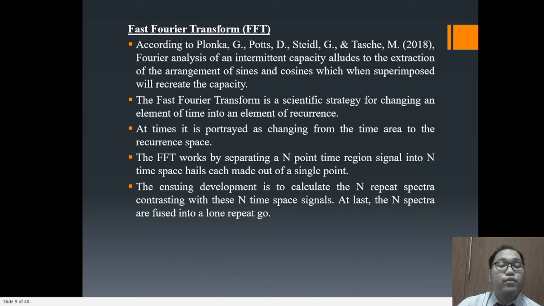Next is the fast Fourier transform, the FFT. According to previous research, Fourier analysis of a periodic function refers to the extraction of the series of sines and cosines which when superimposed will reproduce the function. The FFT works by decomposing an N point time domain signal into N time domain signals, each composed of a single point.